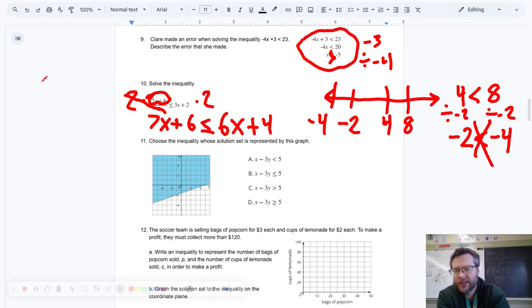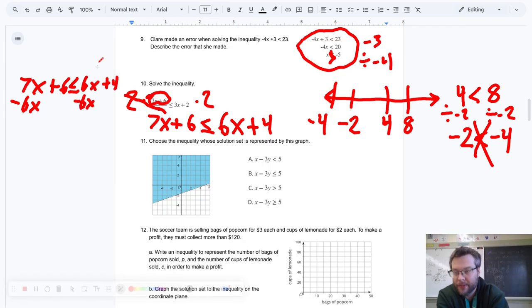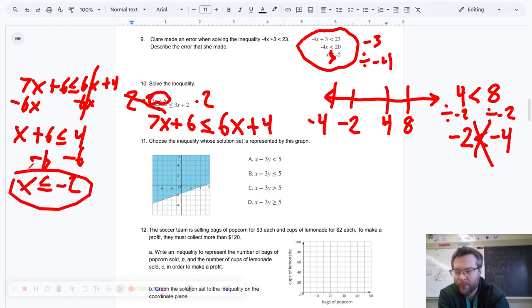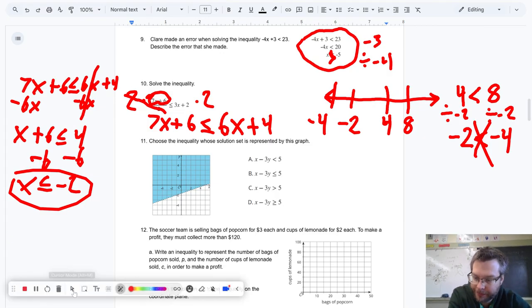I'm going to subtract 6x from both sides. So 7x plus 6, take away 6x from that. 6x plus 4, take away 6x from that. So now I have x plus 6 less than or equal to 4 minus 6. X is less than or equal to -2. There we go.